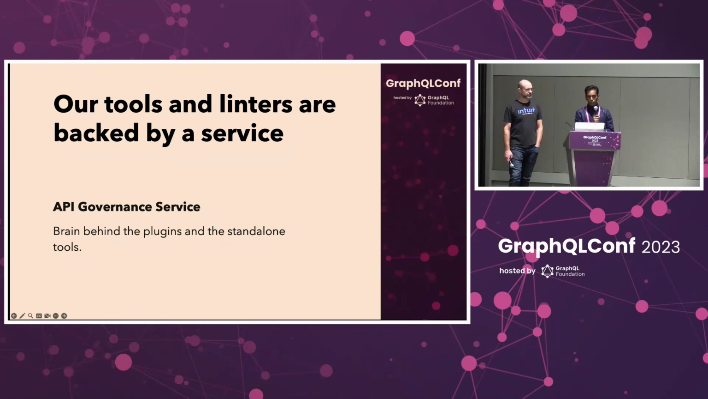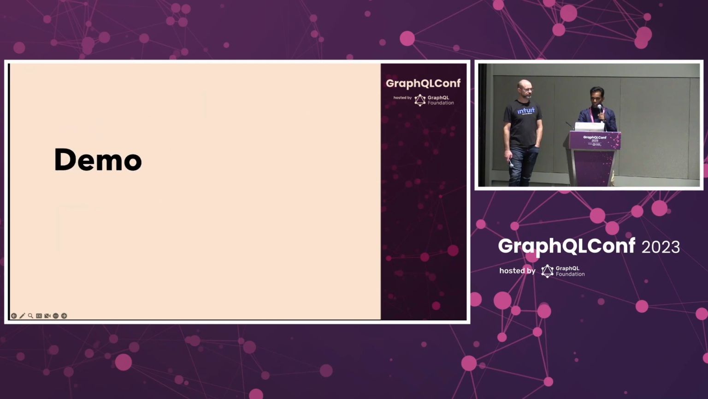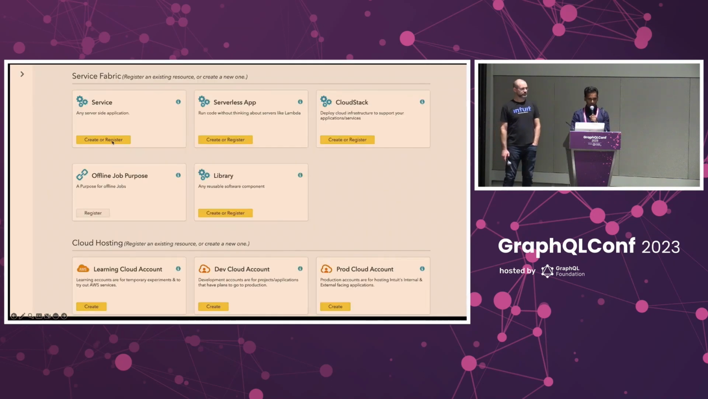And all the tools are backed by a service. We call this the API governance service. This is the brain behind these tools and linters. Let's see a quick demo of how this is being done.